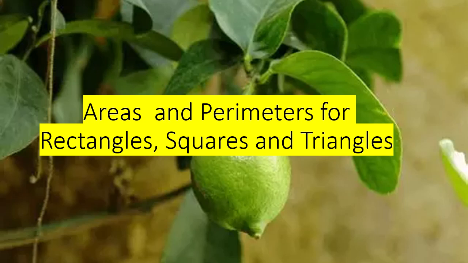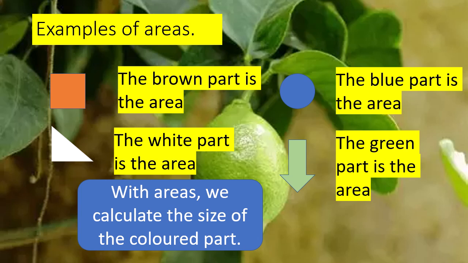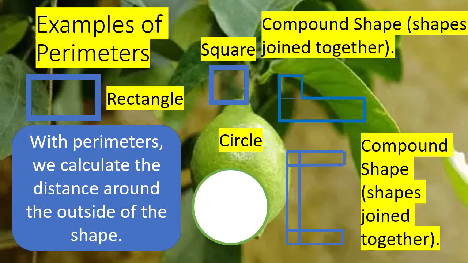Hello and welcome. Today we're going to look at areas and perimeters for rectangles, squares, and triangles. Now we're going to look at perimeters.